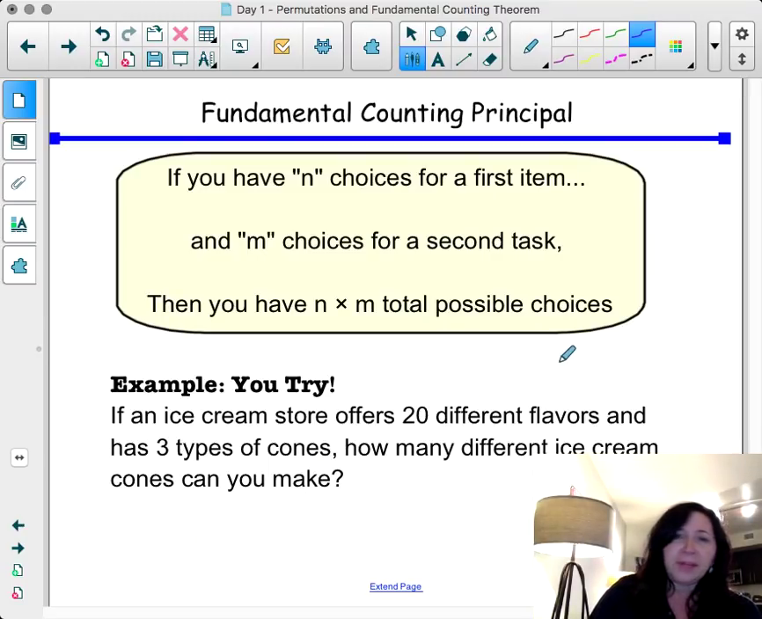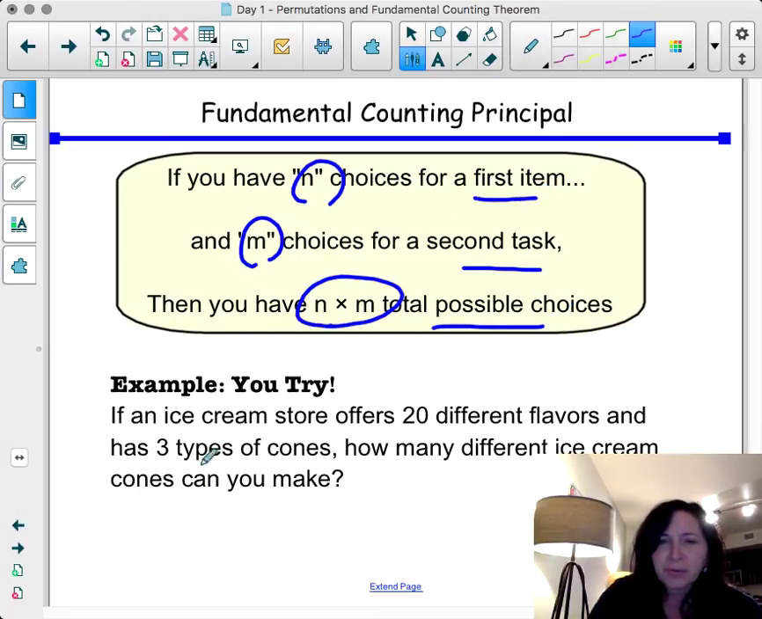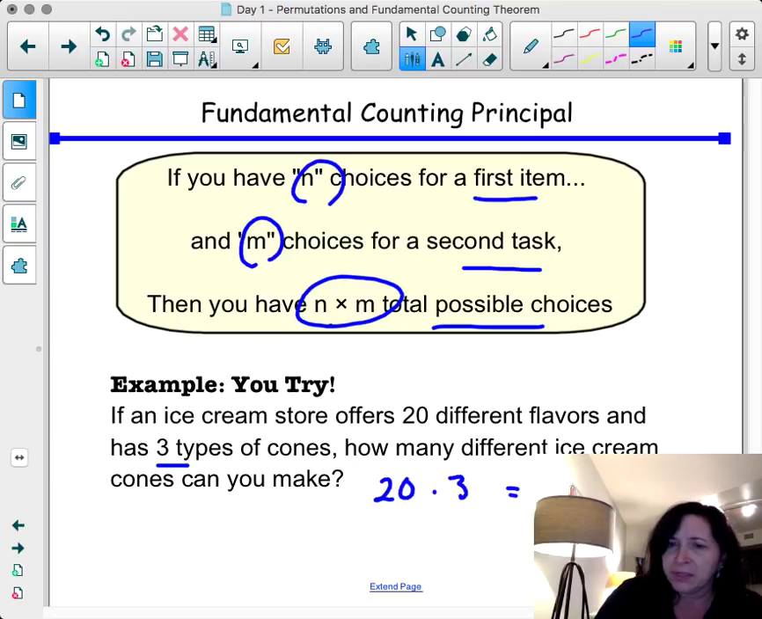So again, the fundamental counting principle basically says if I have n choices for the first task and m choices for the second task, I just multiply those together, and that gives me all the possible choices. So if I had an ice cream store that offered 20 different flavors and had 3 types of cones, how many different ice cream cones can I make? Of course, I'm not going to set up each one with each of the different types of cones. I'm just going to go 20 times 3, which is 60. So I've got 60 different ice cream cones that I can make.